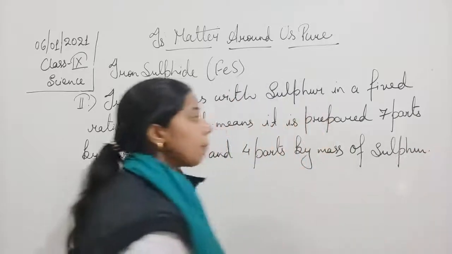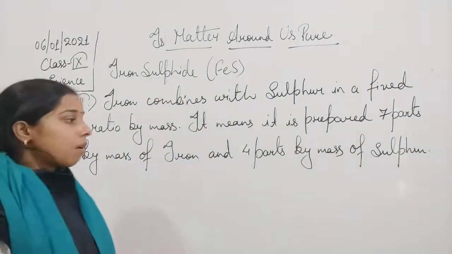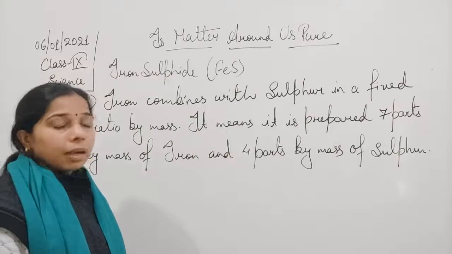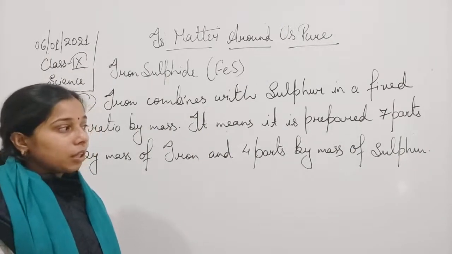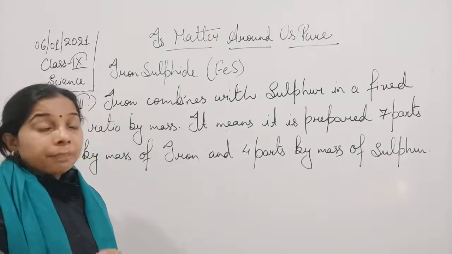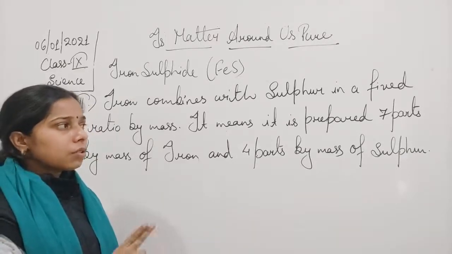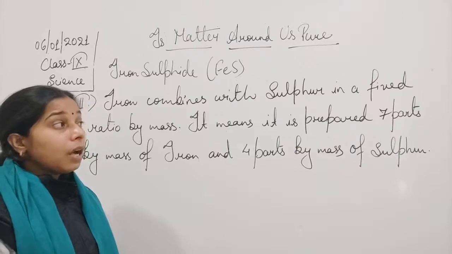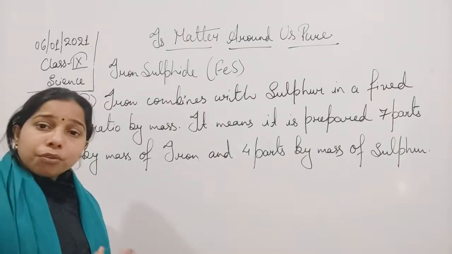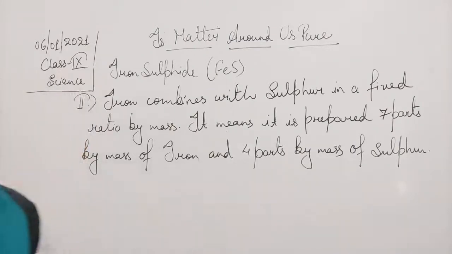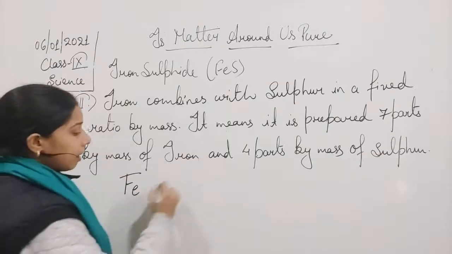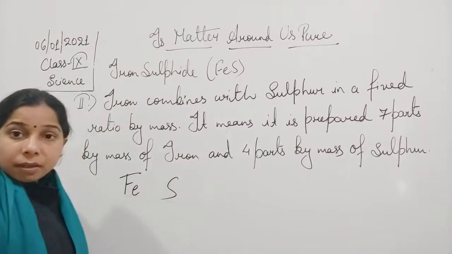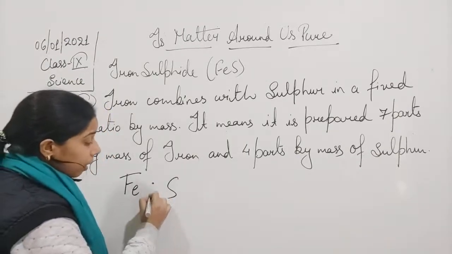Okay, so you see 7 parts by mass of iron and 4 parts by mass of sulfur. They combine with each other in a fixed ratio by mass. First of all, you should know how they combine. If we talk about iron, which is represented by Fe, and sulfur, which is represented by S, what is the ratio?